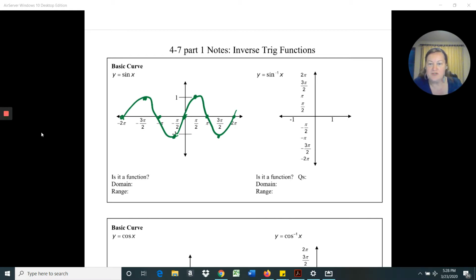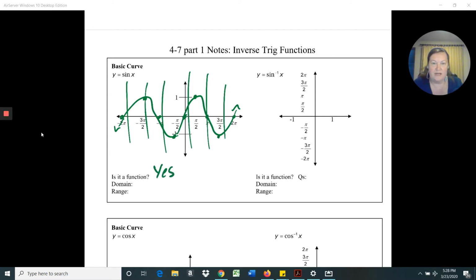Okay, so the next thing that I want to do is look at this function, and I know that this continues in both directions, right? So is it a function? Yes, because it passes the vertical line test. There's nowhere where I could put a vertical line through it that would touch more than once. So it is a function.